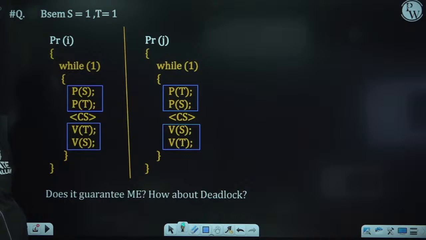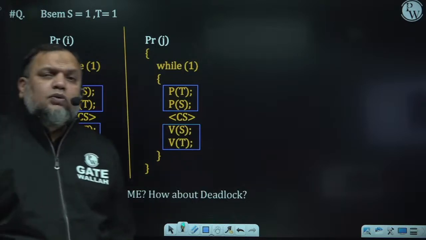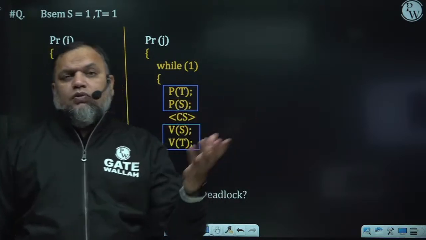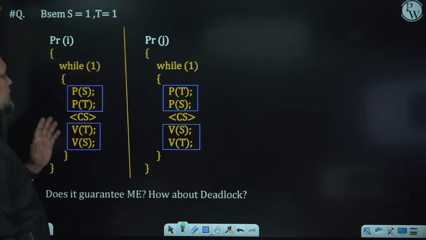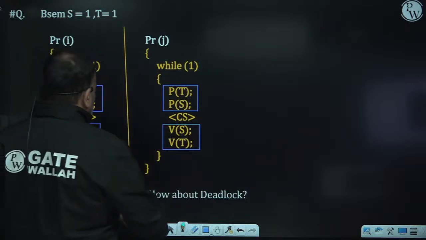That's impossible. ऐसा हरगिज नहीं हो सकता है कि both processes can be in critical section, because if you perform down on S, down on T successfully, then later PI or PJ cannot enter critical section. So therefore, in whatever order you execute, in whatever fashion you execute, this will always make sure that mutual exclusion is guaranteed.